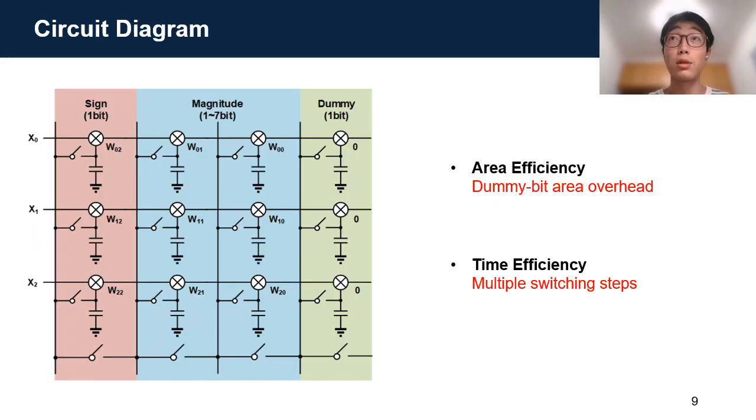So this is the circuit diagram. The red part is for the sign, the blue part is for the magnitude, and the green part is the dummy. The weight precision can vary from 2-bit to 8-bit. However, two issues can be clearly observed. First, the overhead introduced by the dummy bit degrades the area efficiency. Second, the multiple switching steps lead to reduced throughput or time efficiency.